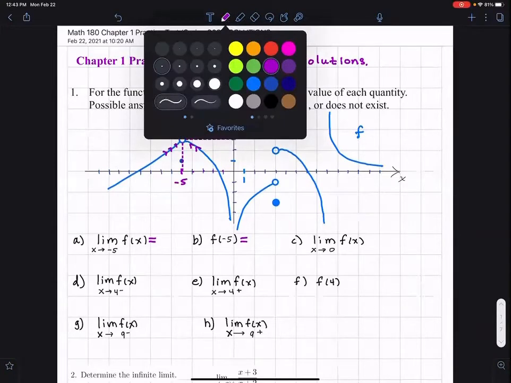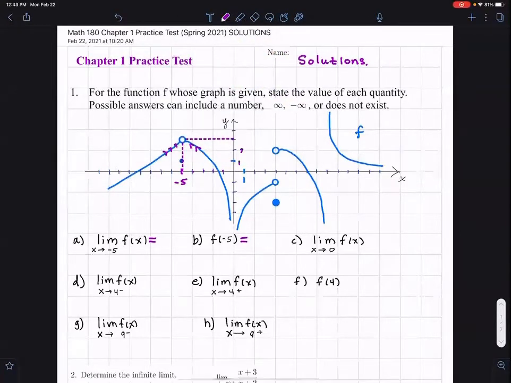3. All right. So you get 3, because that's where that open circle is, and that's where the functions are approaching. But what is the value of the function at -5? 1. Yeah, it looks like it's 1.